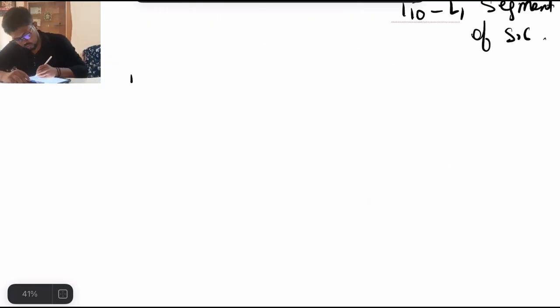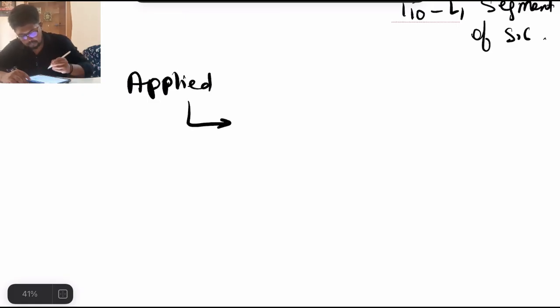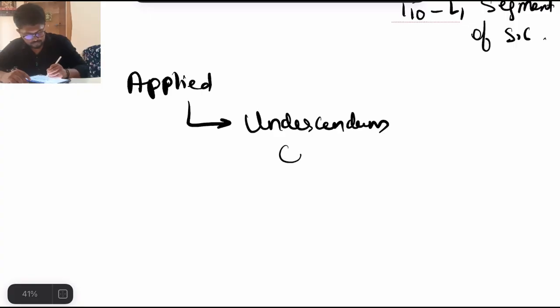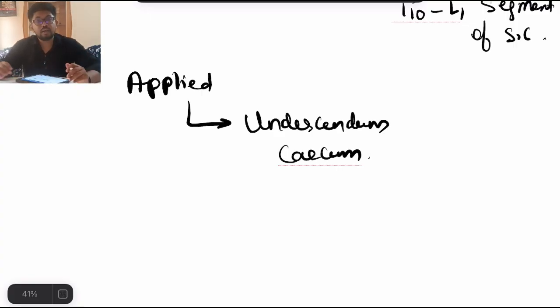So now we'll see the applied part. What will be the applied part? Undescended cecum. So what is this undescended cecum? During the development, if the cecum is lying in the right subhepatic region and it is not descending below into the right iliac fossa, that is called undescended cecum. It occurs due to faulty rotation or misrotation of the midgut.